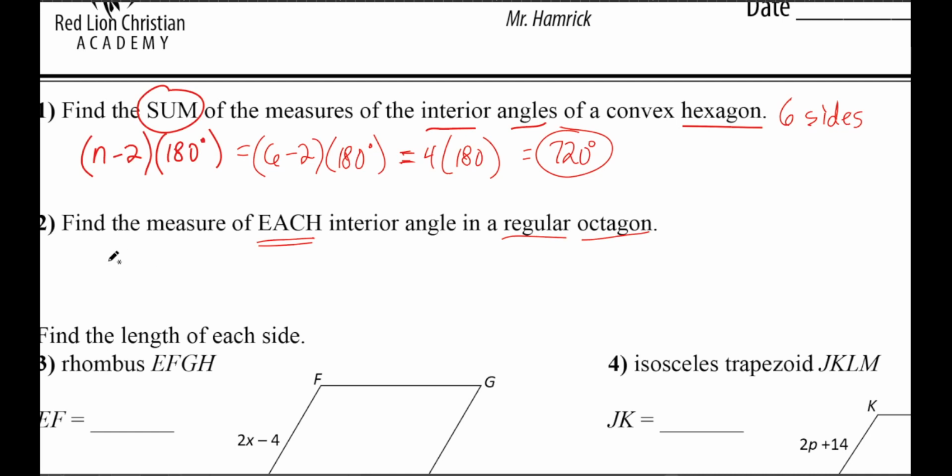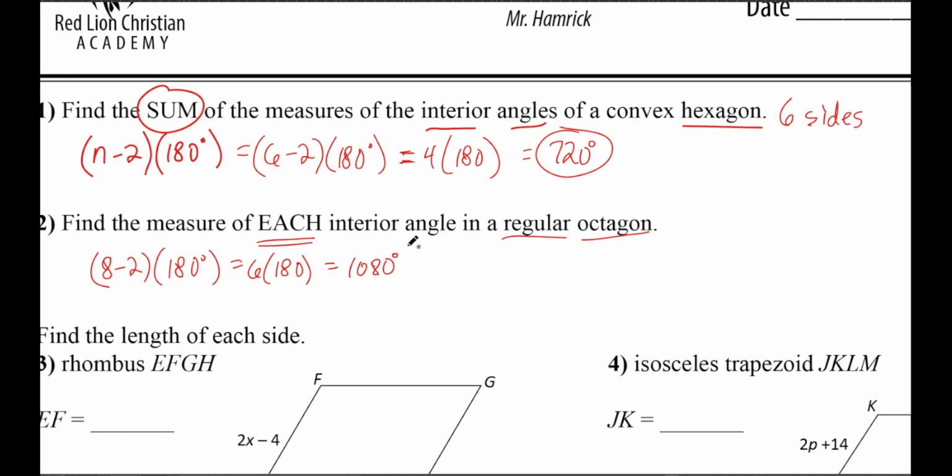So how many sides does an octagon have for the third time now? 8. 8 minus 2 times what? 180. That's 6 times 180. And that gives you 1080. But that 1080 is what all the angles add up to be.